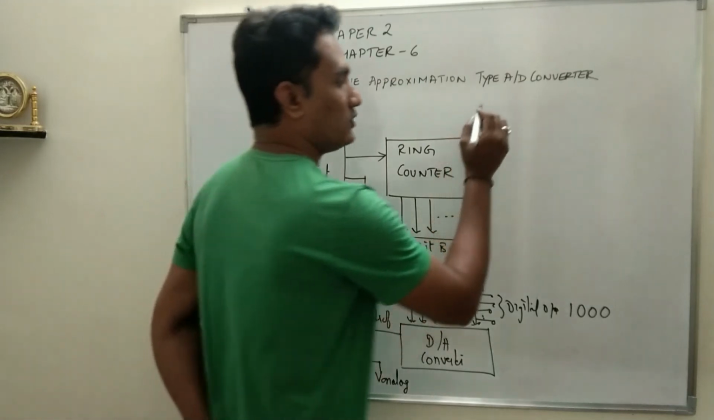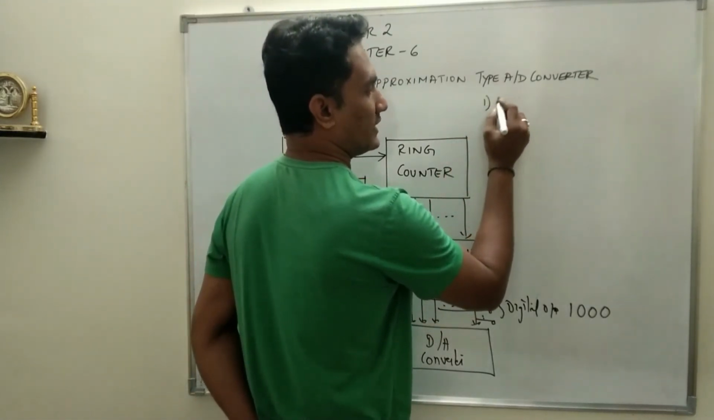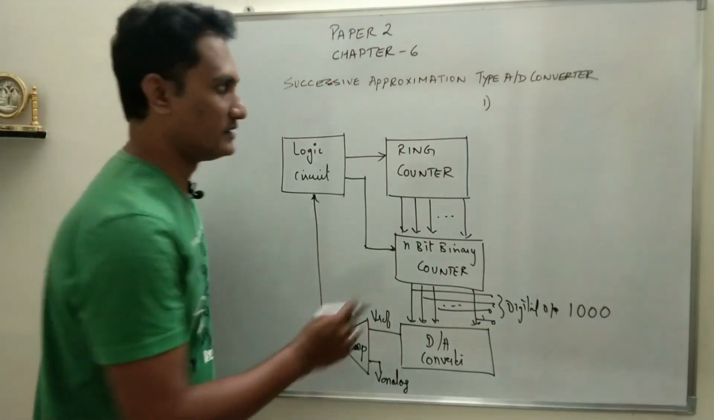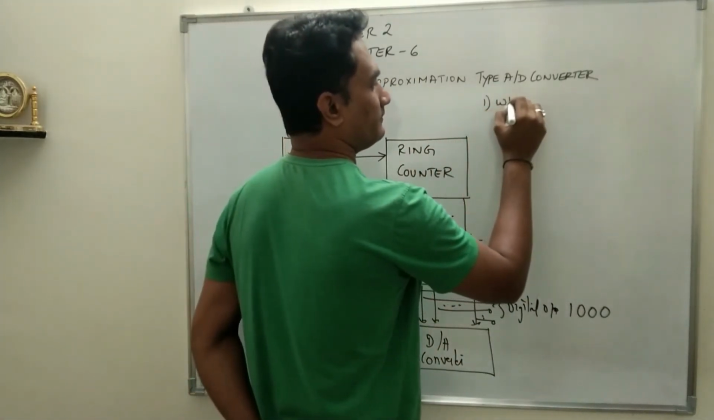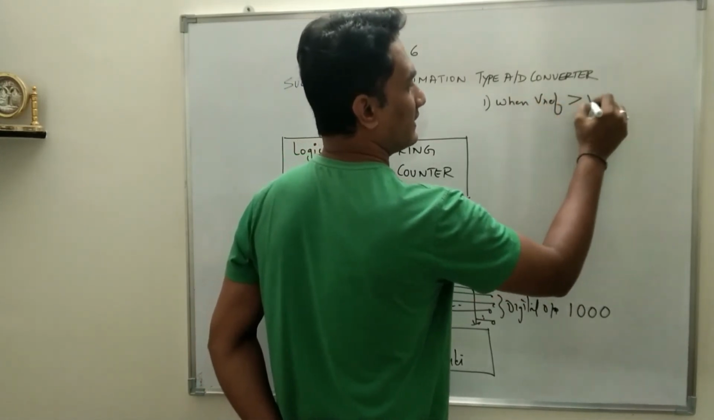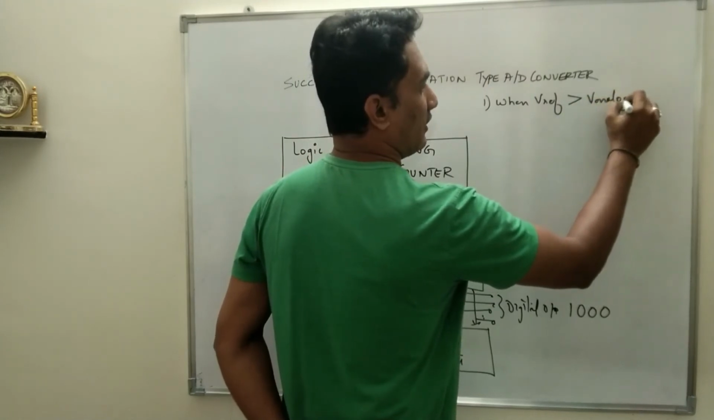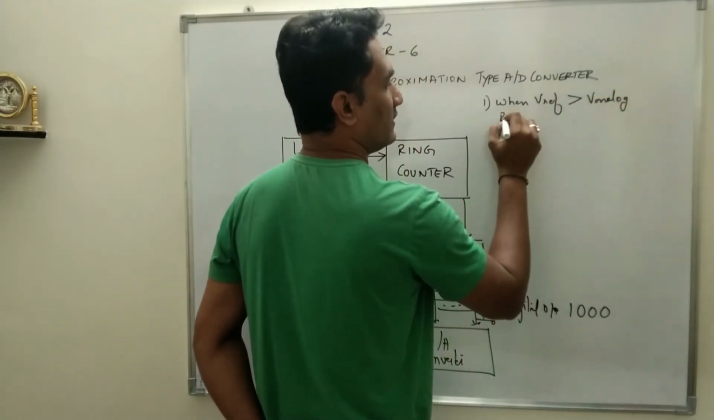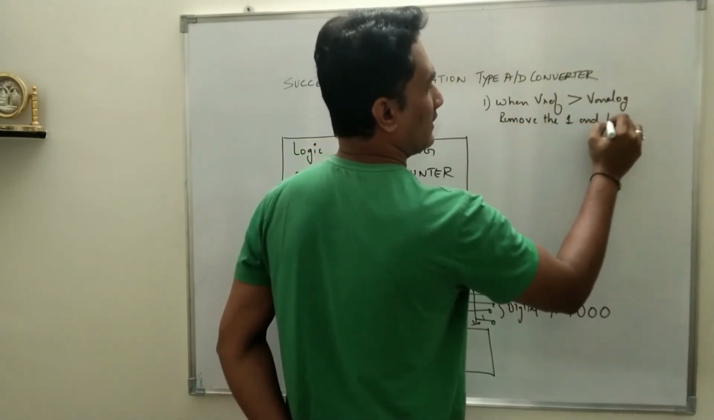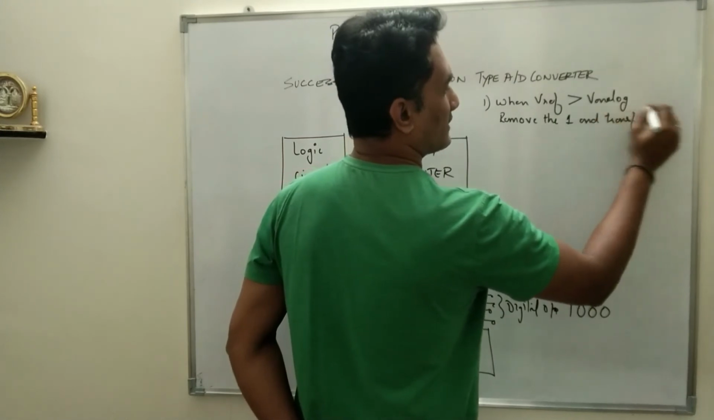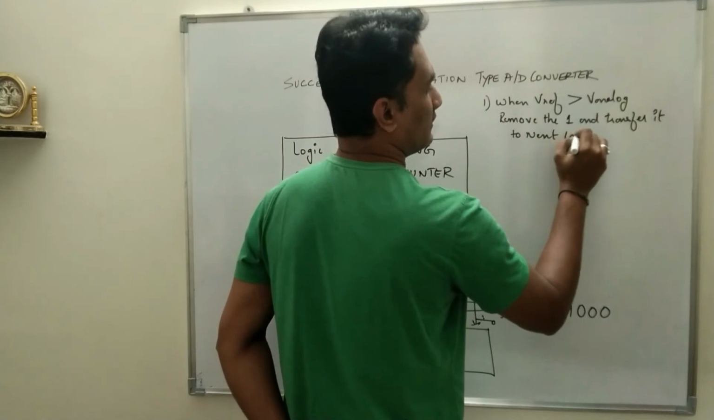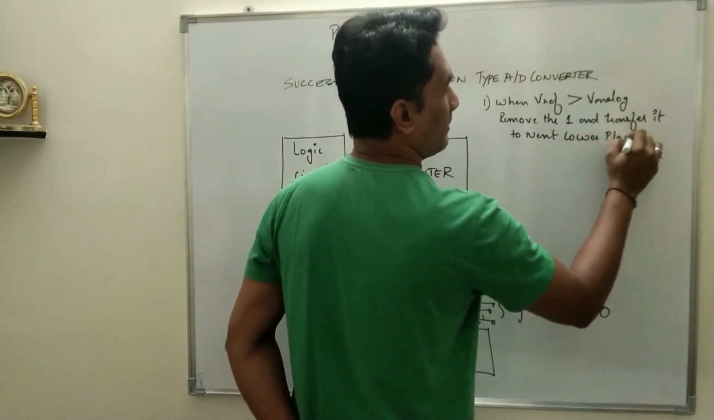Now there are two conditions for this circuit to work. We have to check these two conditions every time the digital output changes. First, when V reference is greater than V analog, we remove the 1 and transfer it to the next lower place.